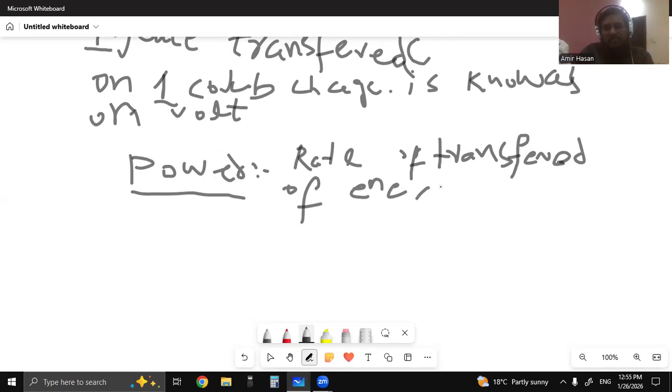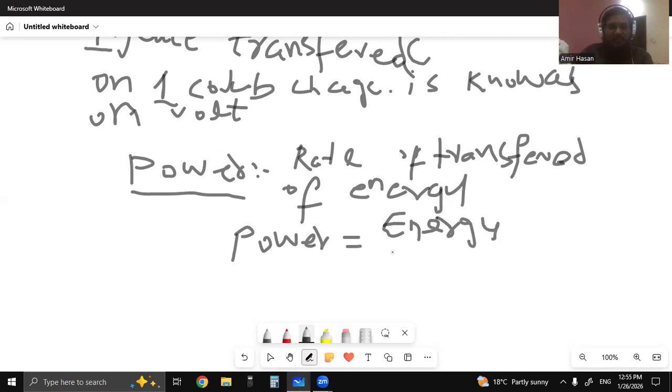Okay, students. Now, how can we represent the formula? Rate of transfer of energy means energy per unit time, meaning power is equal to energy upon time. Power is equal to energy upon time. When we are transferring the energy and calculating the ratio of energy with time, this is the power. We say rate of energy transfer is known as power. Now, what is the formula? Power is energy upon time.